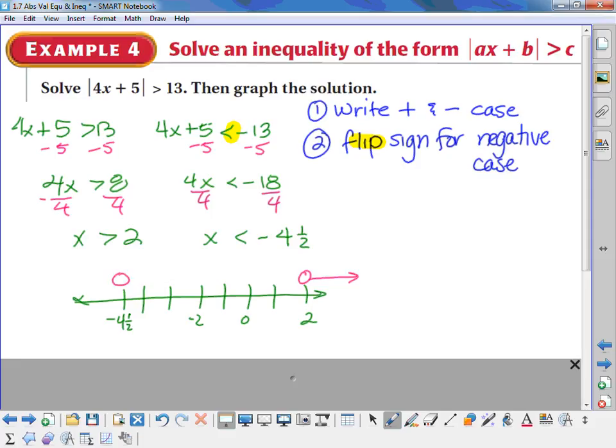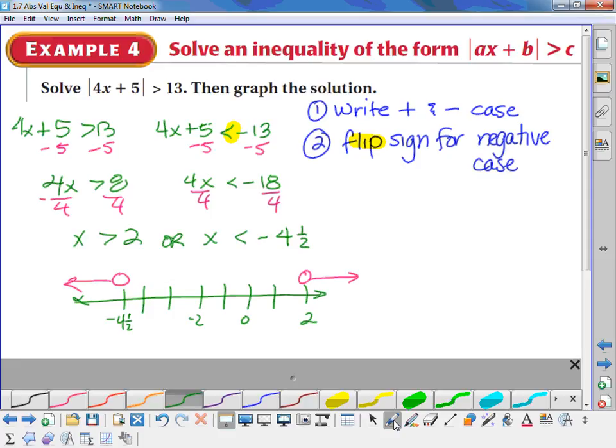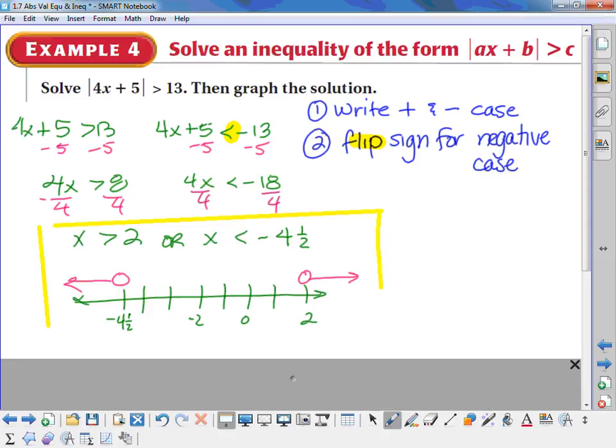Now it's less than, so which way do I go for less than? To the left. So when they're going opposite ways, are they ever both true at the same time? No. So it's got to be one or the other, right? So this one is an or. Okay? So you can also think of like the oars on the boat, if that helps you remember it. Okay? Any questions?